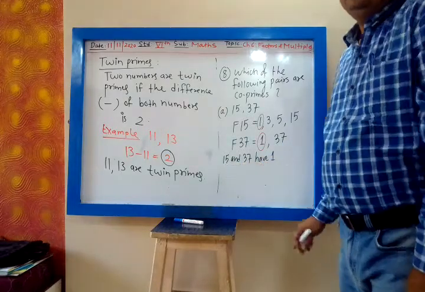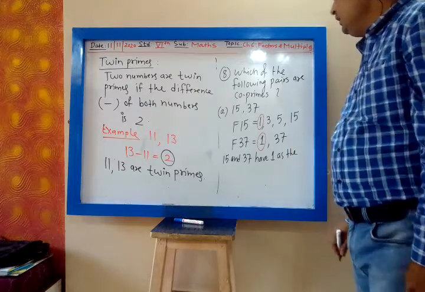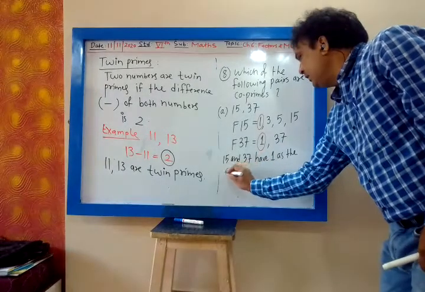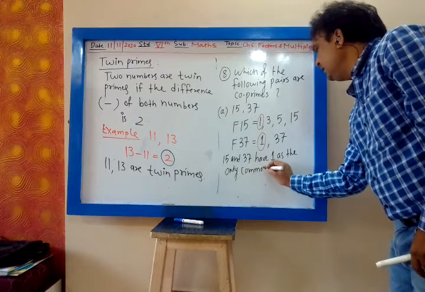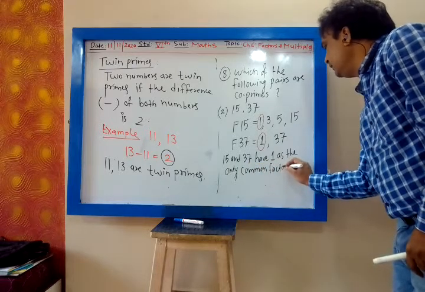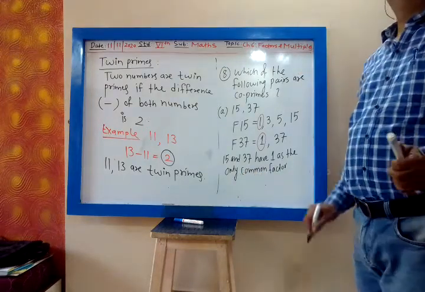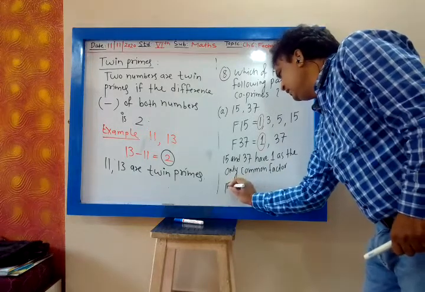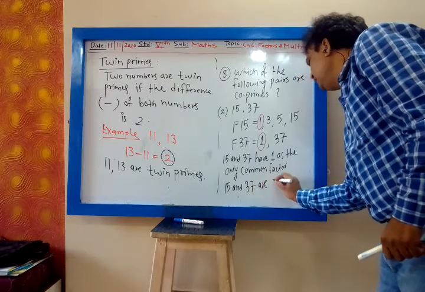15 and 37 have 1 as the only common factor. So the common factor is 1. So 15 and 37 are co-primes.